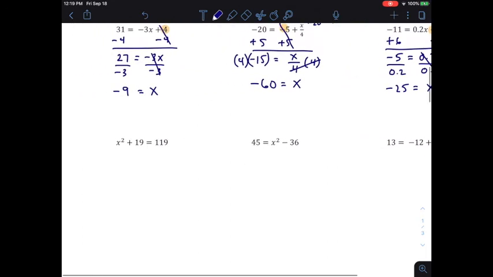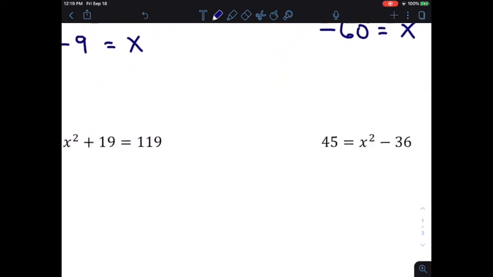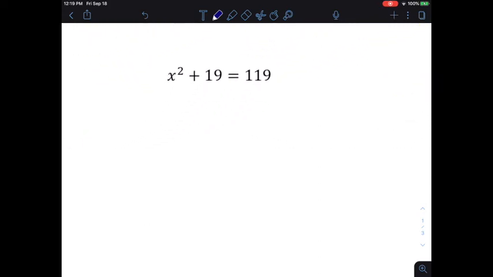All right, how many more do we have? Just 3 more. And they involve exponents. So we're going to have to remember those exponents that we learned in the last lesson. So here we go. The furthest thing from the variable is that plus 19. So I'm going to subtract 19 from both sides.